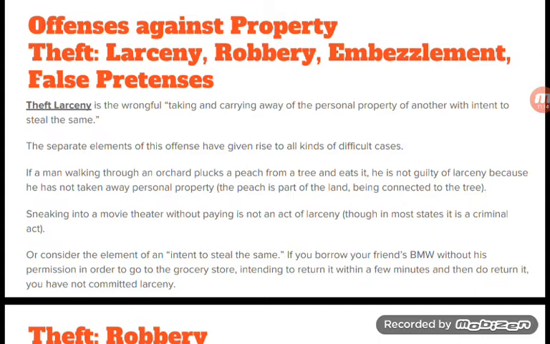In addition, because it specifically says personal property, there's another example on here about a man walking through an orchard who plucks a peach from a tree and eats it. That person would not be guilty of larceny because he's not taking away personal property, because a peach is part of the land, being connected to a tree, and therefore, off of a legal definition, it would be trespass to land or some type of damage to land, but would not be larceny. In addition, sneaking into a movie theater without paying is not an act of larceny, although in many states it might be, or it's in some other criminal definition, right? You're doing something wrong there, whether it's trespass or whatever in the criminal realm, but it would not equal this particular definition we have in the text for larceny.